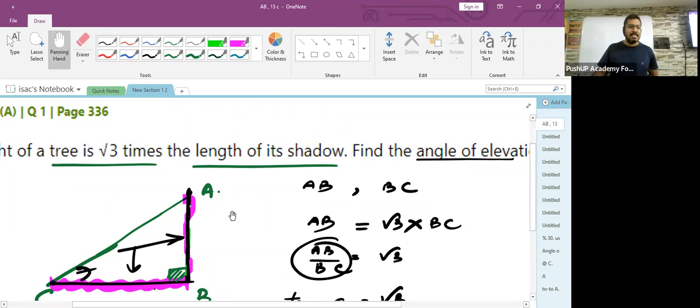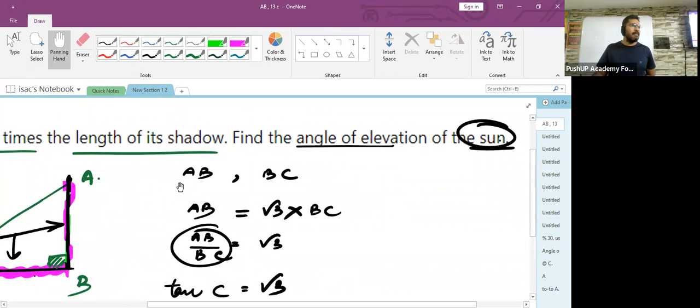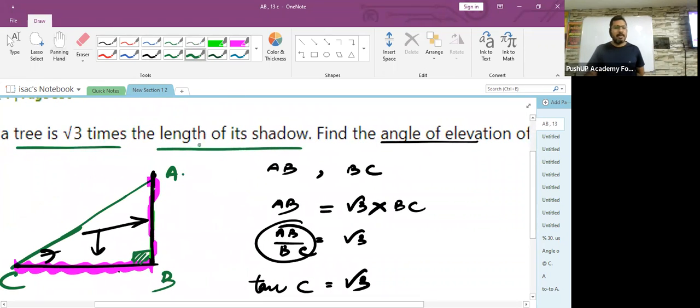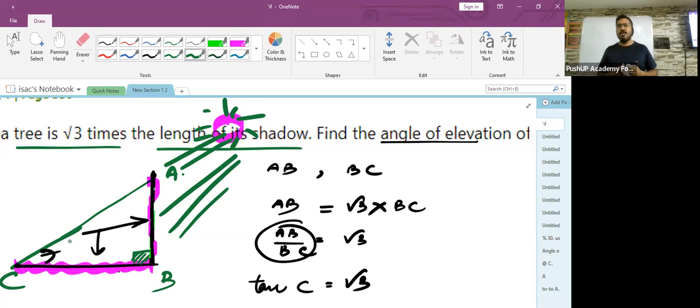It's quite obvious, children, that the person is standing somewhere over here at point C on the ground. They are asking us to find the angle of elevation of the sun. So I will take a little time to teach you how the logic has to go. It's quite obvious that the sun should be standing somewhere over here, so that the rays of the sun will fall on this tree, and the shadow BC will fall on the ground surface on the opposite side. That's how it has to go, isn't it?